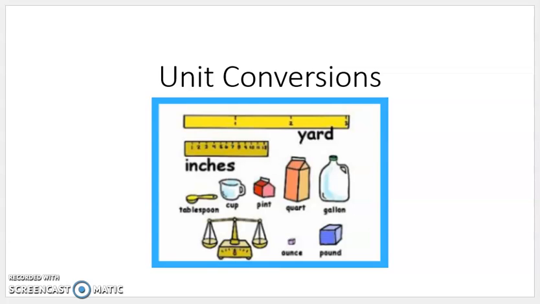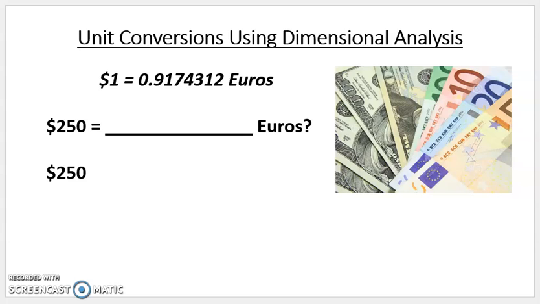Hi everyone, this is the second in a series of videos on unit conversions, and in this one we're going to focus on a technique we borrow from science called dimensional analysis. A common situation is when you have to convert money, say you're going to travel to Europe, you have a conversion factor. In this case, I'm telling you that $1, which is essentially the conversion factor for today, equals 0.9174312 euros.